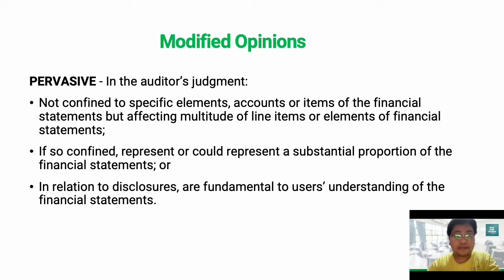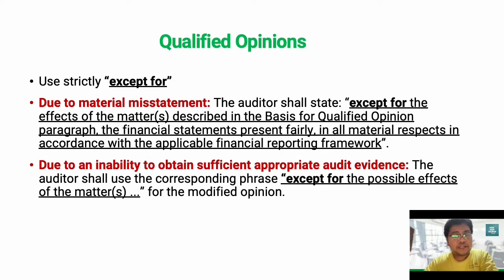So starting with qualified opinion. Now, when we issue a qualified opinion, we strictly use the "except for" phrase. Now, we cannot use softer phrases, like for example, "because of the matter" or "due to the matter discussed here." Now we have to express "except for this item." So meaning the financial statements are still fairly stated except for the effect or possible effect of the cause of our modification. So now take note if the reason is due to material misstatement.